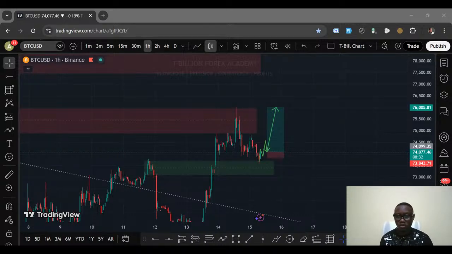Today's key lesson, as always, is your directional bias first, and then your market structure. Then you identify your key order block zones, of course, using your inducement and liquidity. And lastly, your entries.